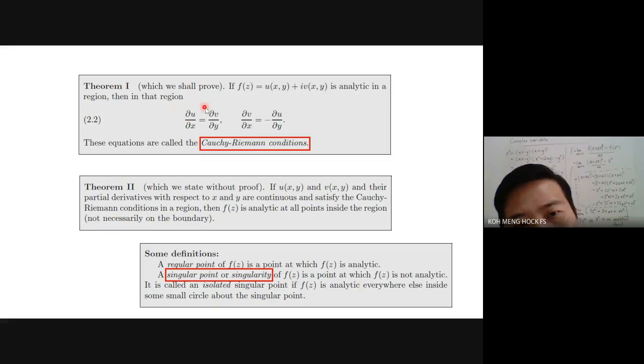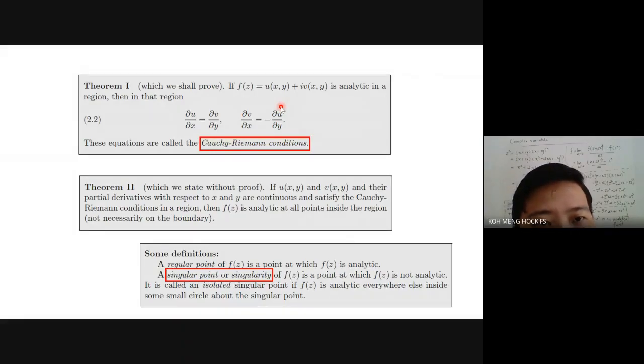Tapi kadang-kadang kalau kita tak boleh take a partial derivative of y for some reasons, right? So kita tak boleh ambil partial derivative of u with respect to x. So kita kena ambil du dy. So kalau kita ambil du dy, kita kena ingat yang sebelah kanan tu, yang v ni kita akan ambil dv dx, tapi dia ada negatif. So kalau yang ini pun bermakna the function is analytical.